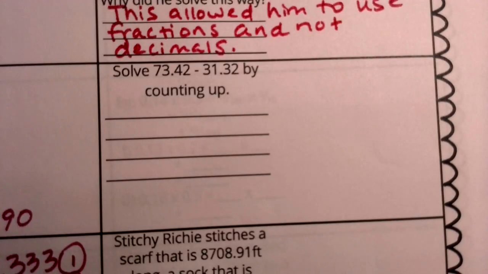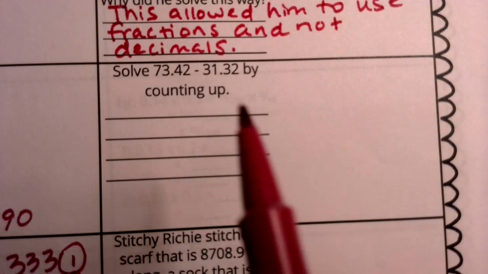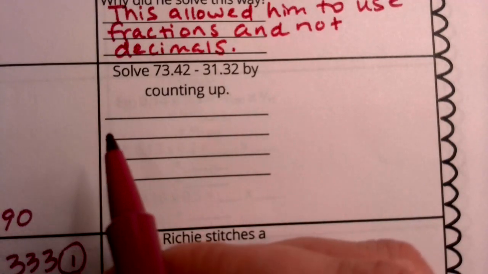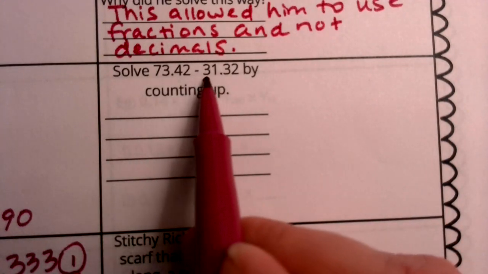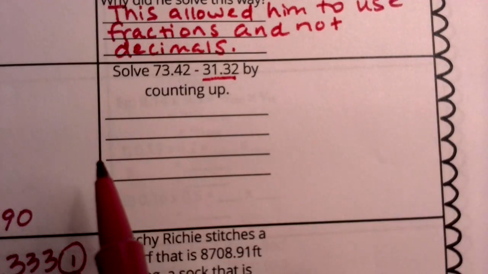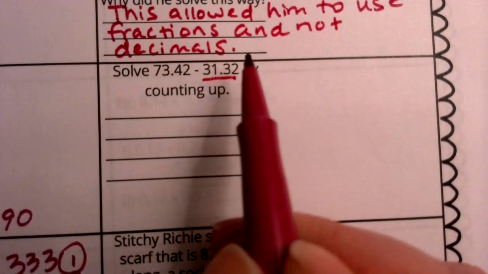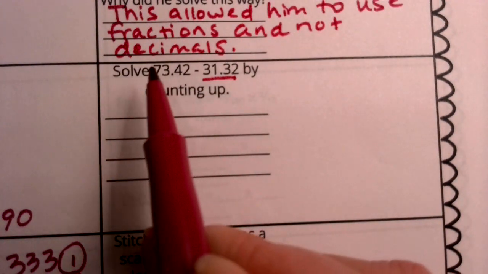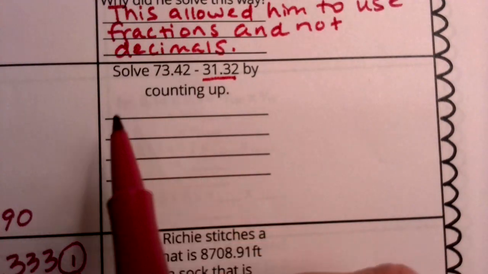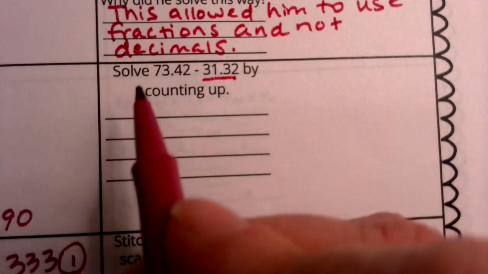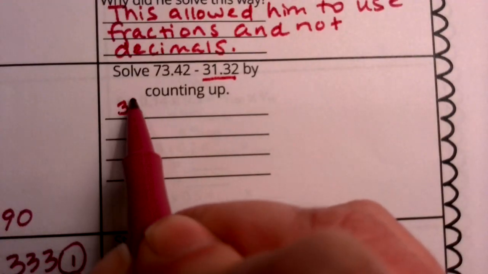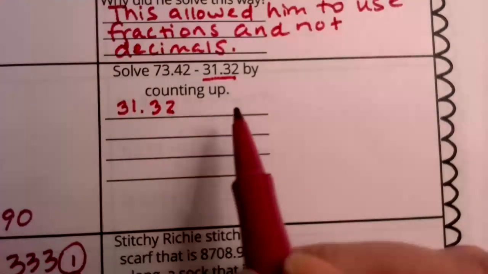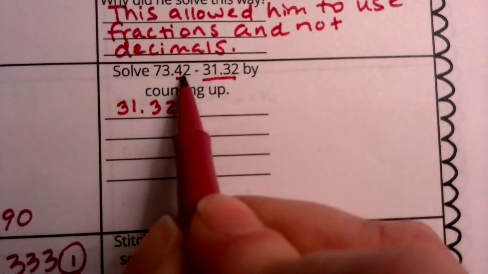Now this one is counting up. So remember in our strategies of counting up, I've shown it a lot with a number line. Let's do this one without the number line. So remember, this is our starting point. This is our destination. So we're starting with this part. We're going to add the other parts until we arrive at this number. And we're going to figure out how much we have to go up to go from 31 and 32 hundredths to get here.